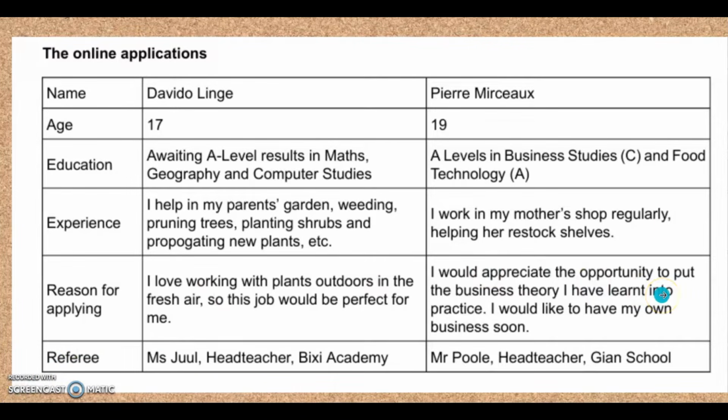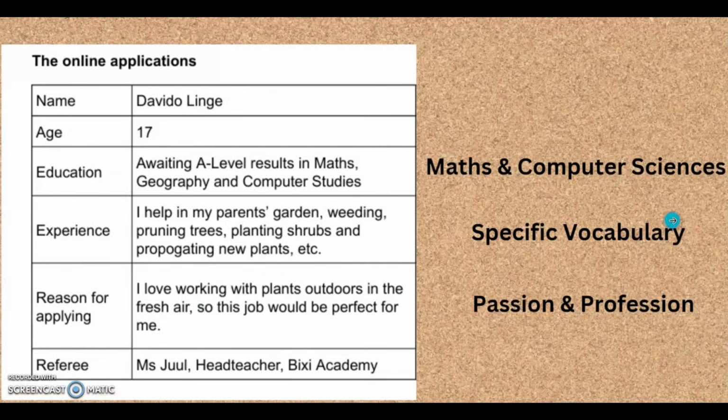Now we are done with the background information. So which points have we found out? One is he has studied maths and computer sciences, and then he used specific vocabulary. And the third point is he wanted to have some profession that is based on his passion.